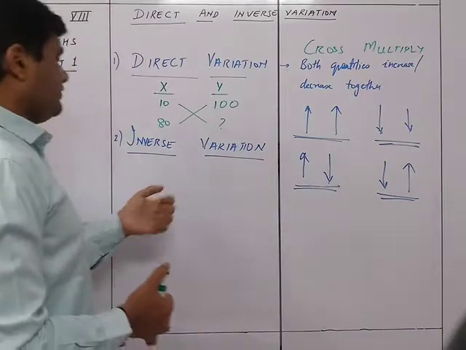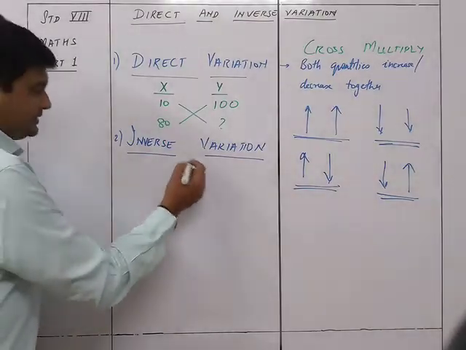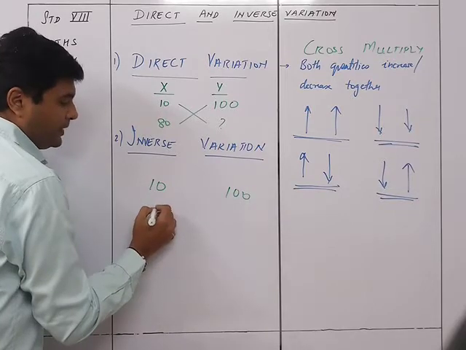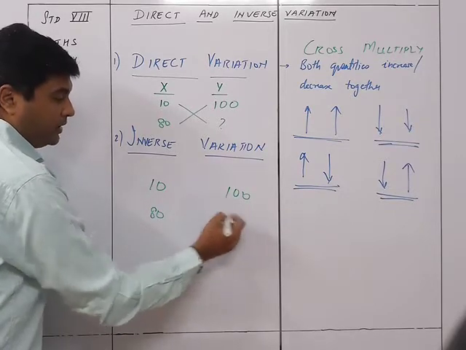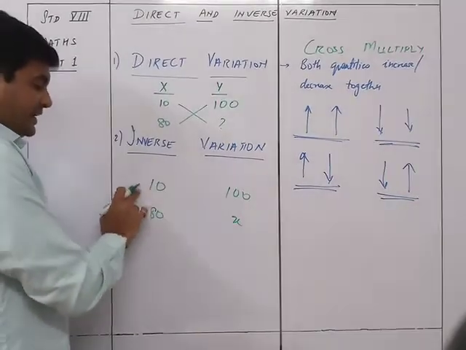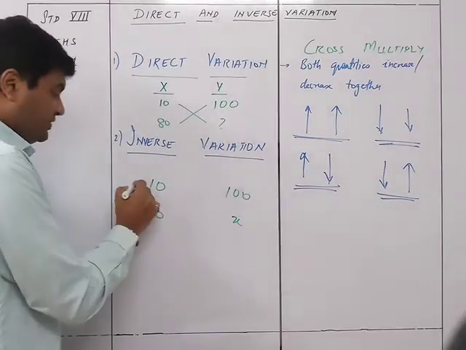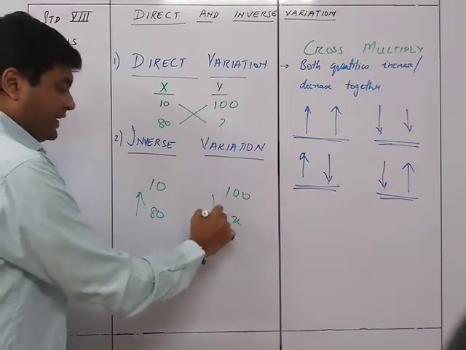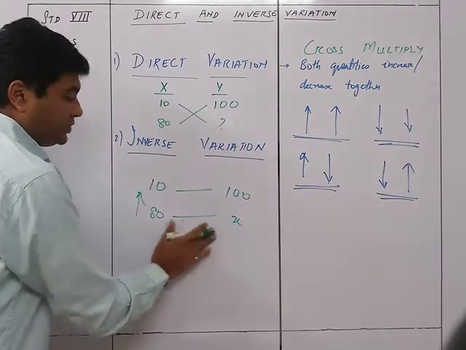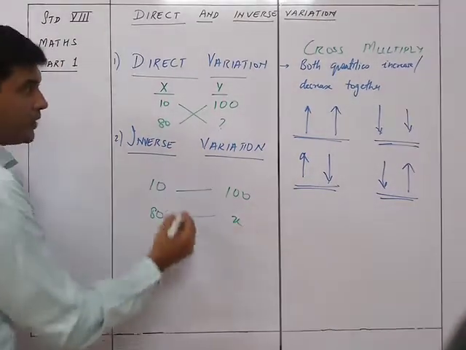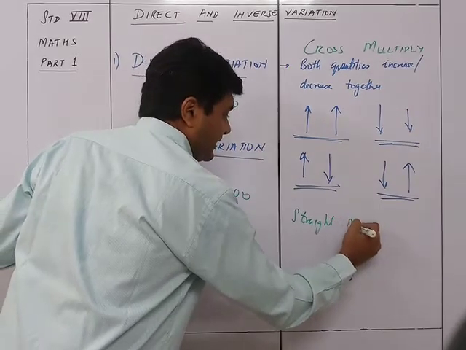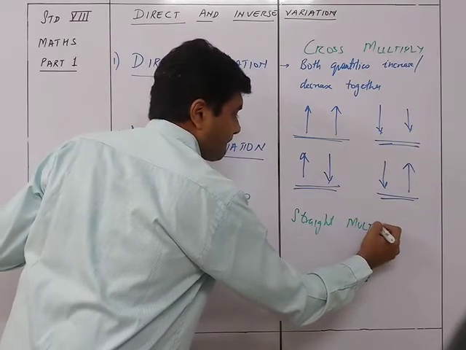Whereas in case of inverse variation, suppose the same thing: there is 10 over here and there is 100 over here. What will happen if it is 80? It means the condition is that if this increases, this will decrease. If this is increasing, this will decrease. In such a case, you are going to do a straight multiplication.